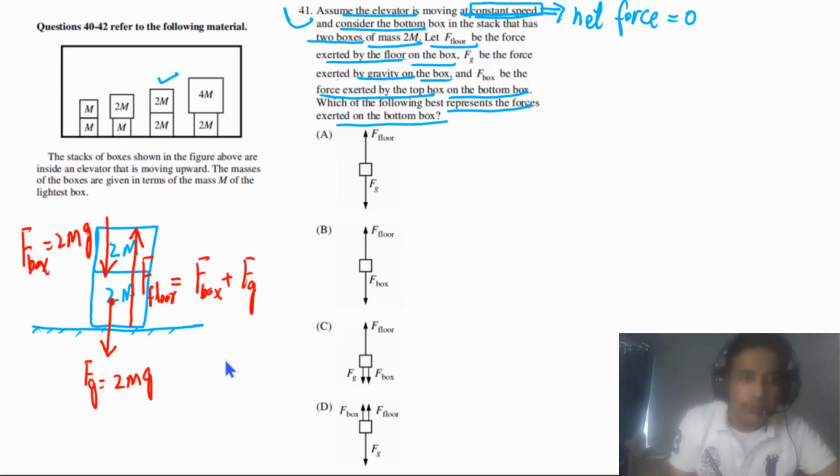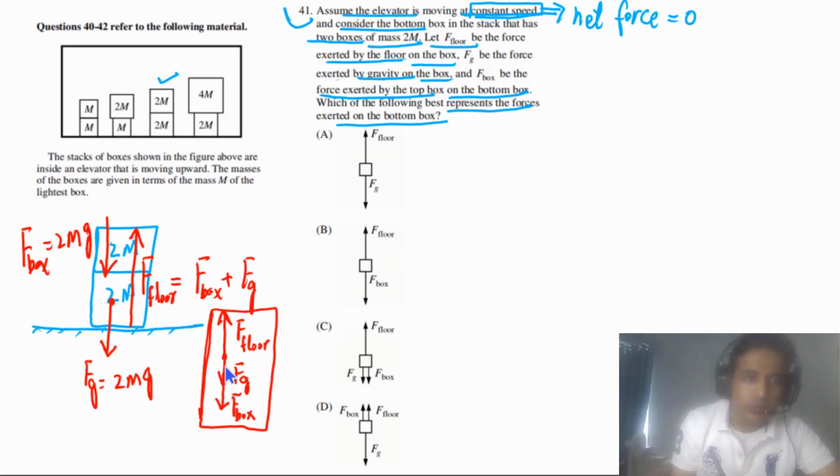So if you have this understanding, we can redraw the diagram. So we can say F floor is pushing this box in upward direction, and there is a force on this one, that is force of gravity, that is acting down, and also there is force by the top box that is also acting in downward direction. So this is our free body diagram. These are the forces acting on the bottom box.